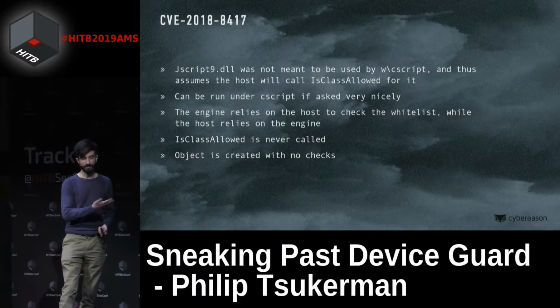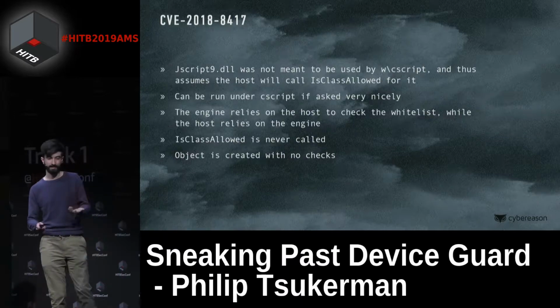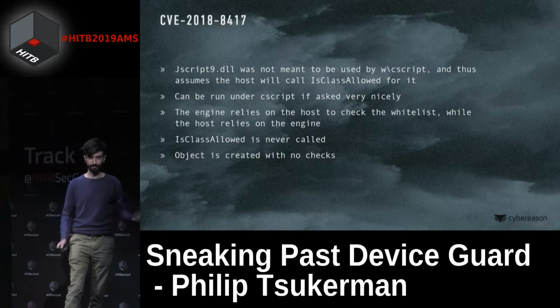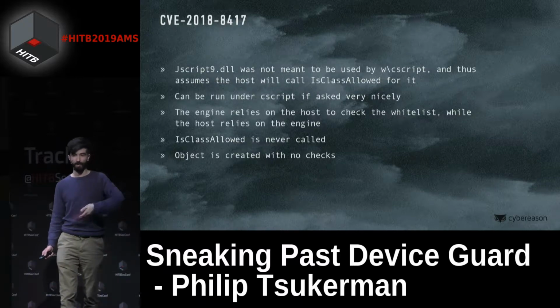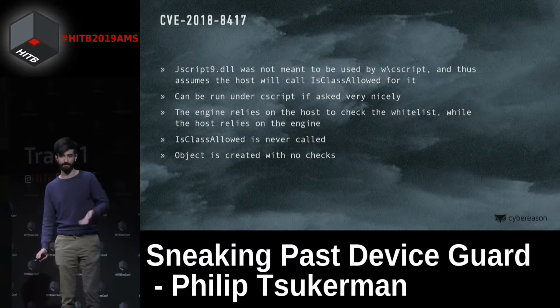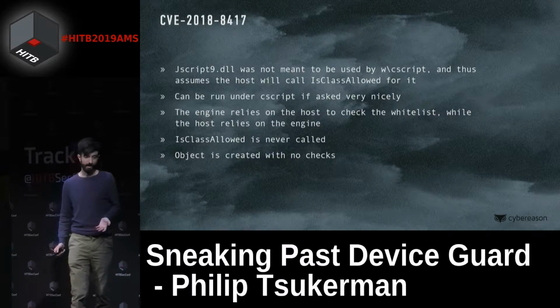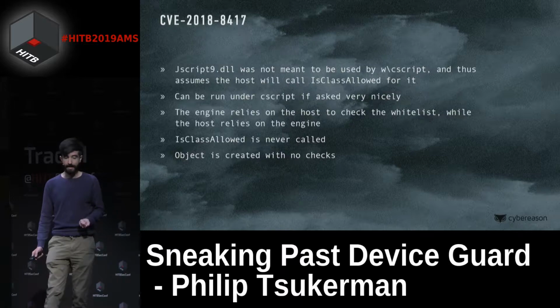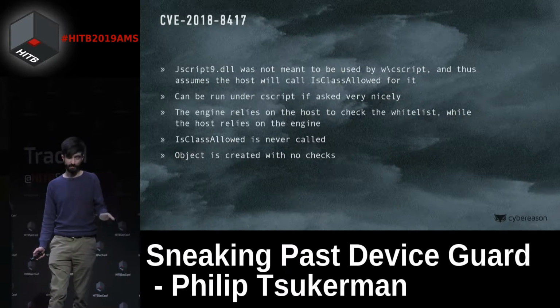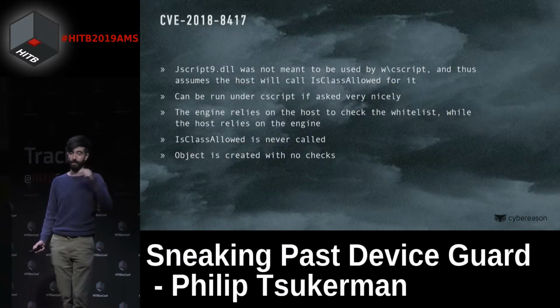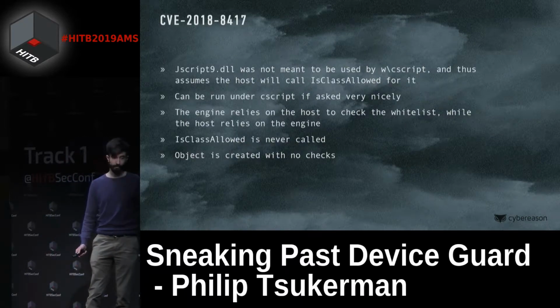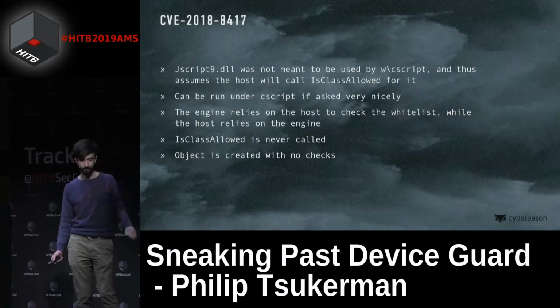The developers of JScript 9 pretty much only meant it to be used with mshtml.dll as a host. So they had the assumption of, well, my scripting host will be responsible for checking if I'm allowed to create any COM object. So they never call isClassAllowed themselves. And the developers of CScript thought, well, there's JScript, there's VBScript, both of them try to call our function directly. So what we'll do is simply give them the pointer, and that's it.